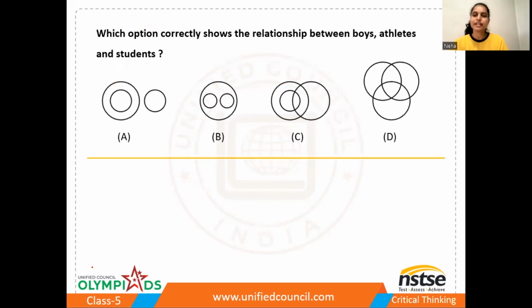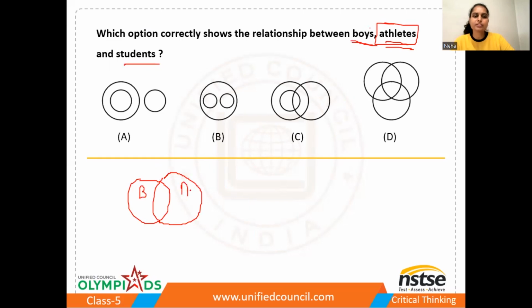This is your next question. The next question says, which option correctly shows the relationship between boys, athletes, and students. Okay, boys, athletes, and students. So basically, if I talk about athletes, then boys can be athletes or girls can be athletes, right? So I can imagine that some boys can be athletes, and some boys cannot be athletes. This is also a possibility, right?